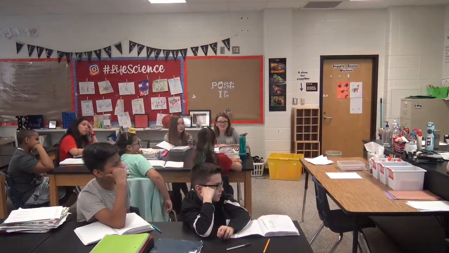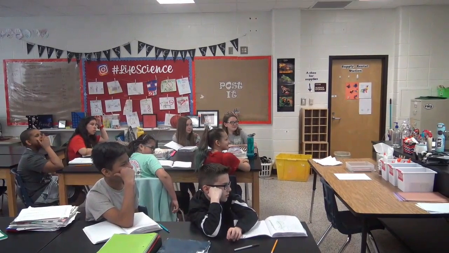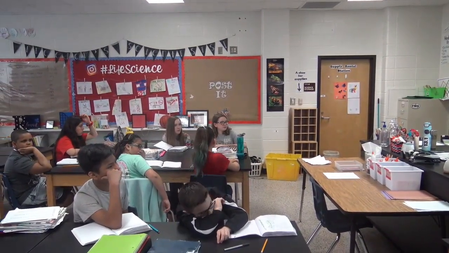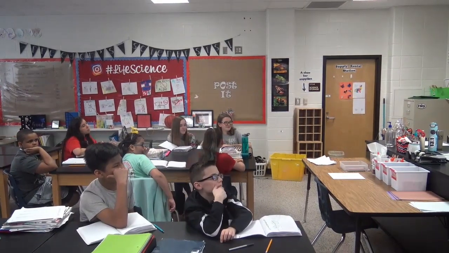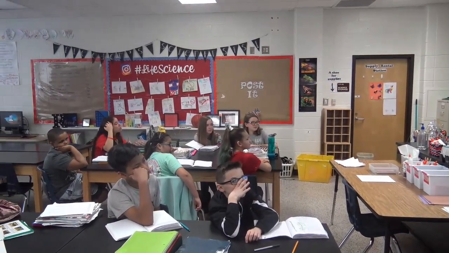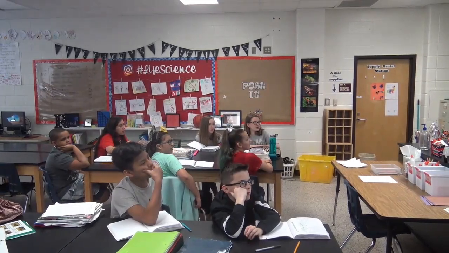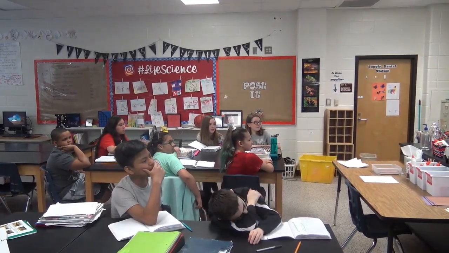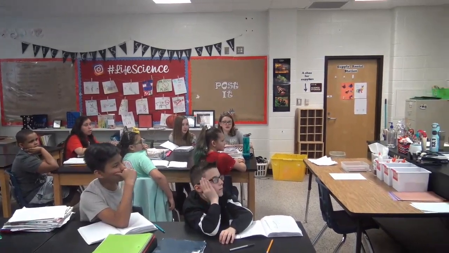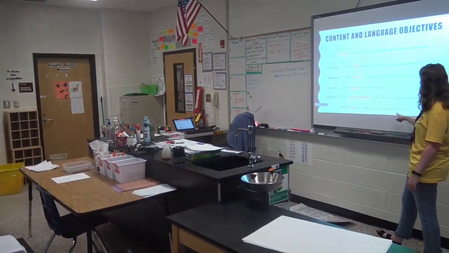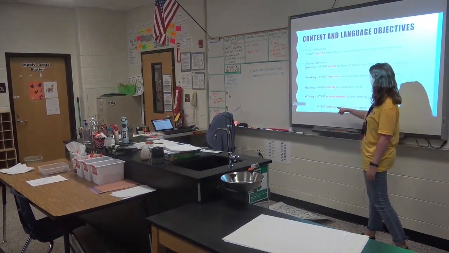For writing, we actually have two things we're going to be doing. We're going to be providing feedback to our peers, and we're going to be writing sentences about natural selection. So students will be able to provide feedback to their peers by using sentence frames. Perfect. And then students will be able to write 2 sentences about natural selection by using a word bank.